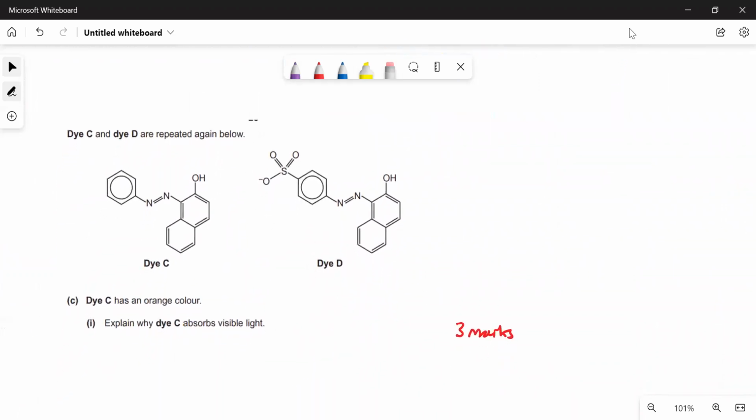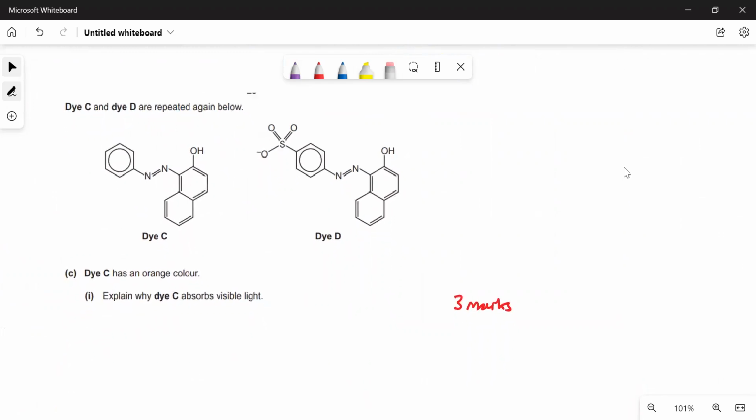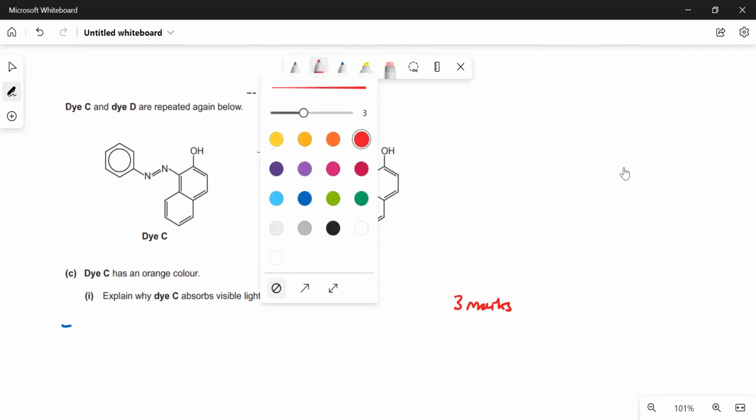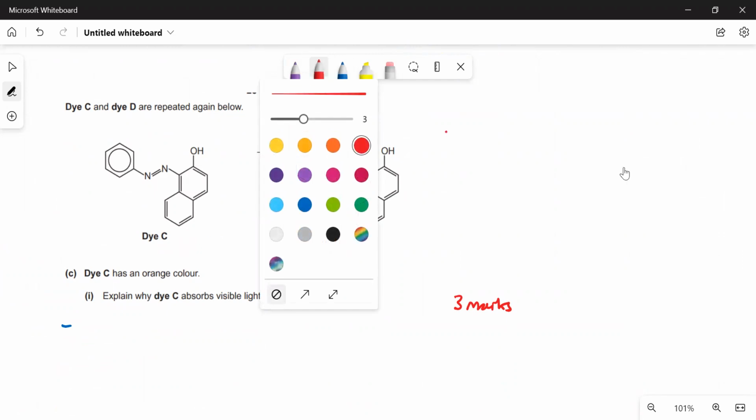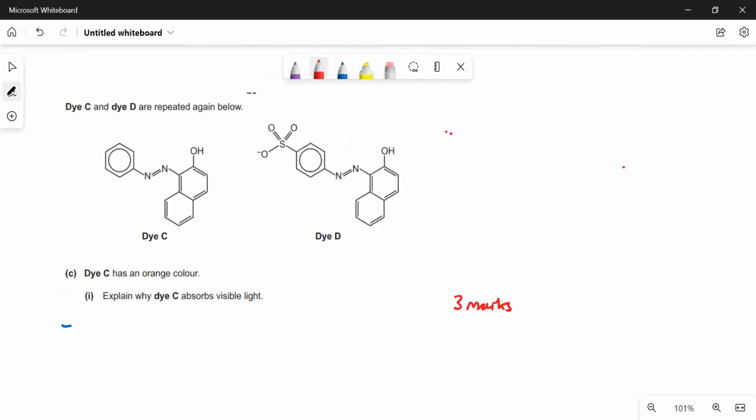Right, dye C has an orange color. Explain why dye C absorbs visible light. Okay, well, first of all, you've got an extended delocalized electron system, okay? Or conjugation, if you want to call it that. Why have you got that?